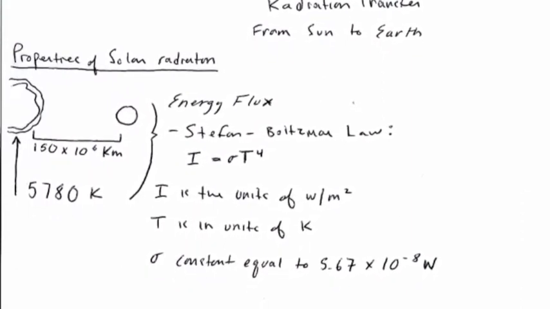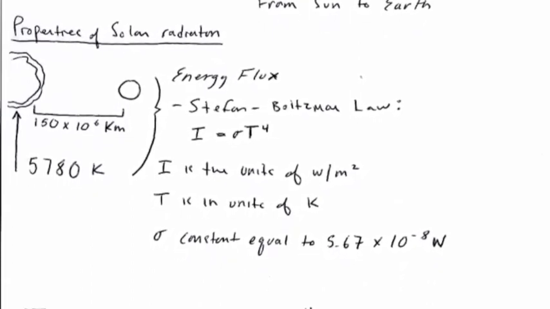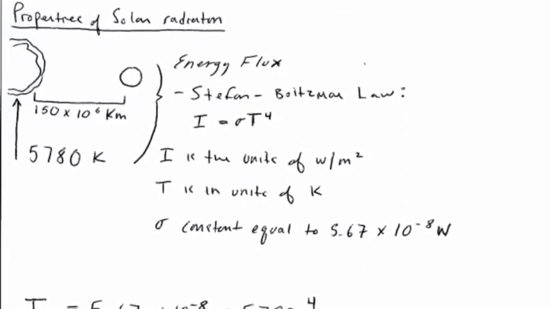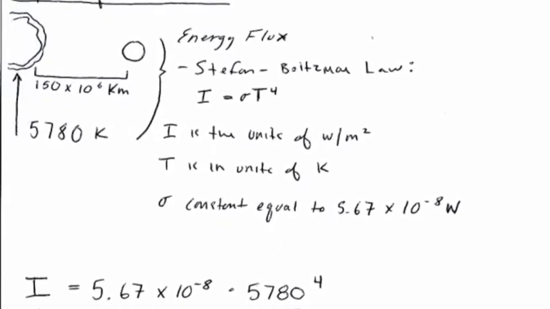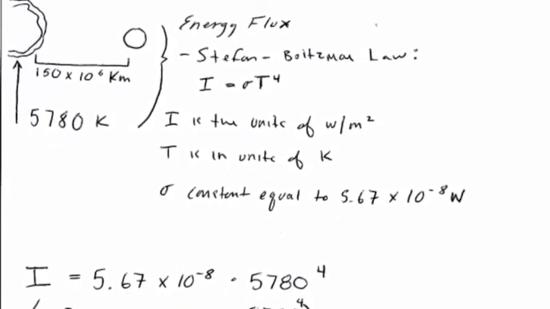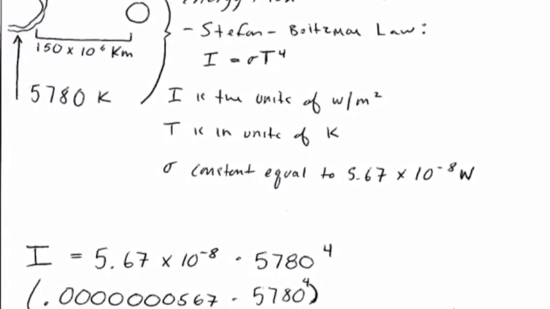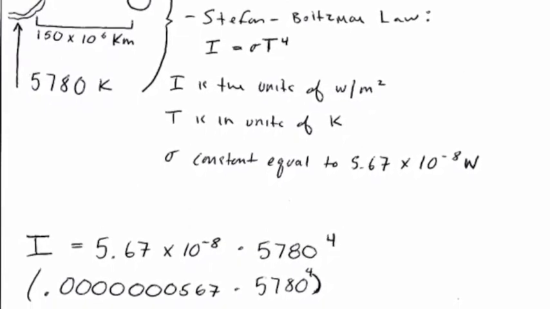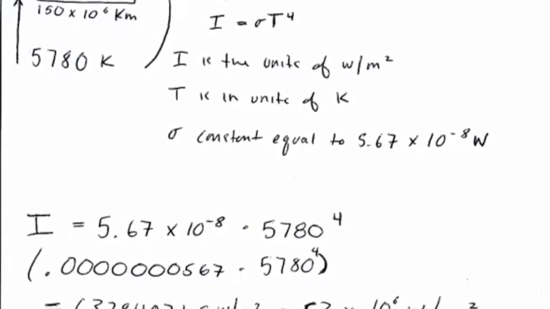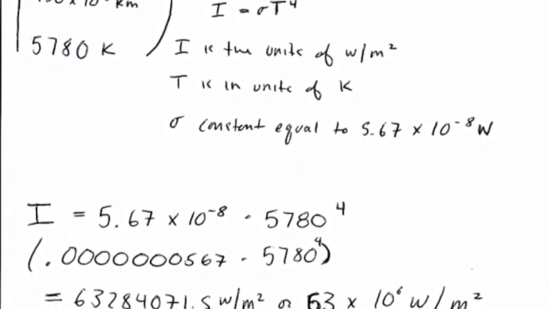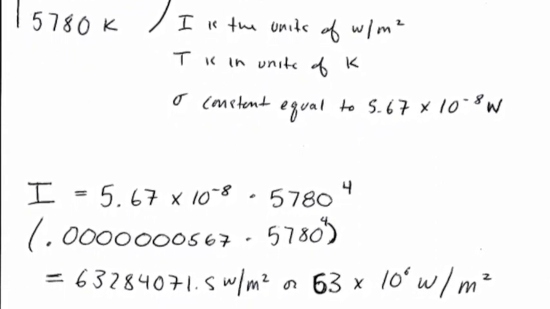To find the energy flux, we must use the Stefan-Boltzmann law, which states that I equals sigma T to the fourth. I is expressed in units of watts per meter squared, T is in units of Kelvin, and sigma is a constant equal to 5.67 times 10 to the negative 8 watts. To do this, we must put I equal to 5.67 times 10 to the negative 8 times the sun's surface temperature, which is 5,780 to the fourth power. This yields 63,284,071.5 watts per meter squared.